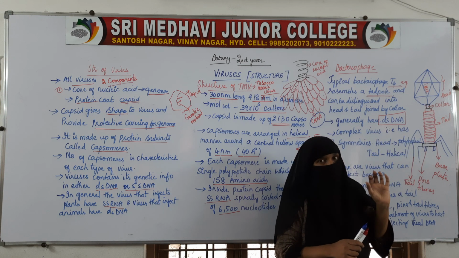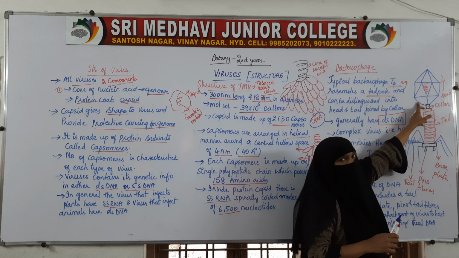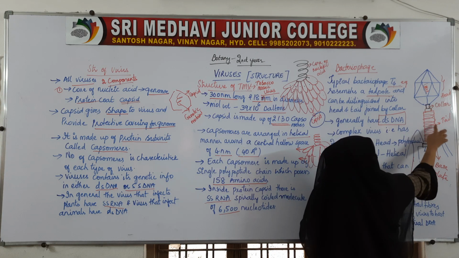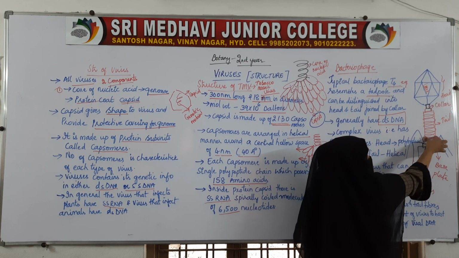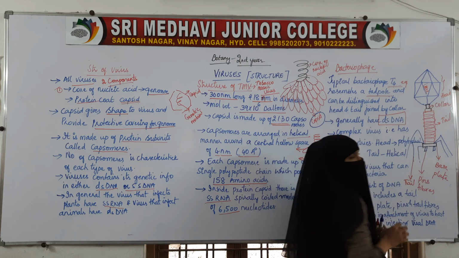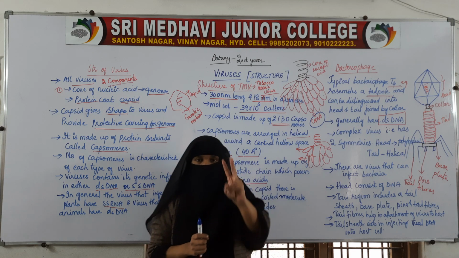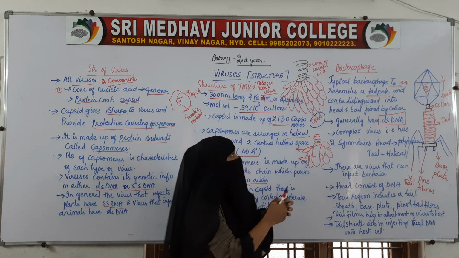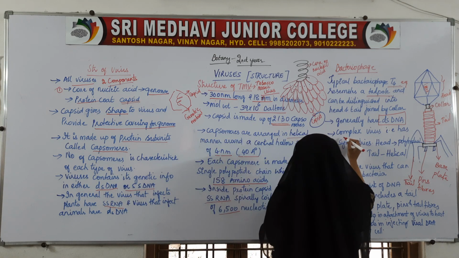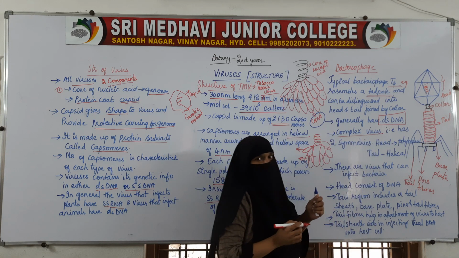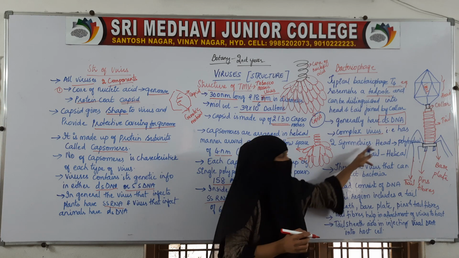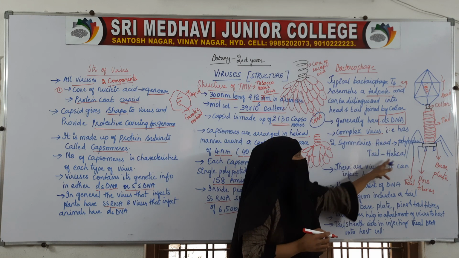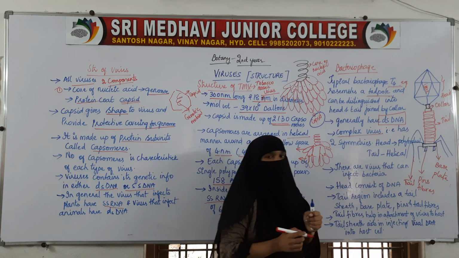That is, it has many faces. The head shows polyhedral symmetry and the tail shows helical symmetry. So, in one bacteriophage we have two symmetries. That is why this bacteriophage is called a complex virus. Head shows polyhedral symmetry, tail shows helical symmetry.